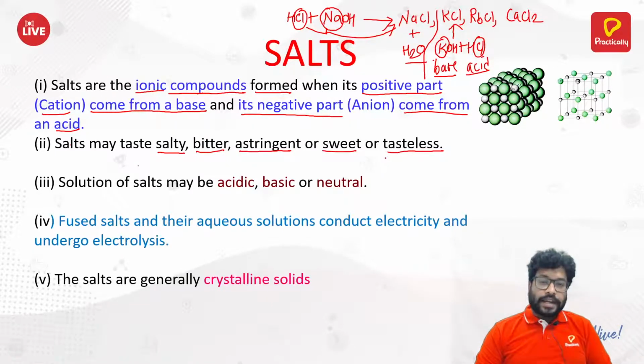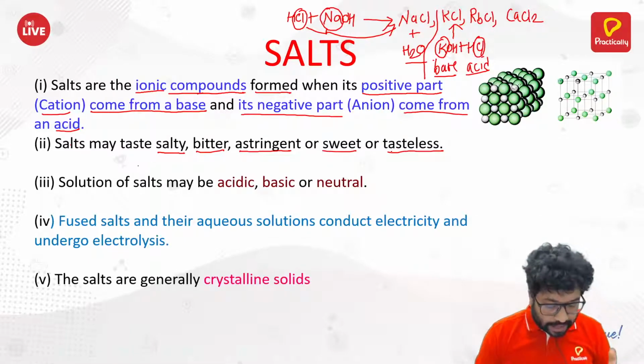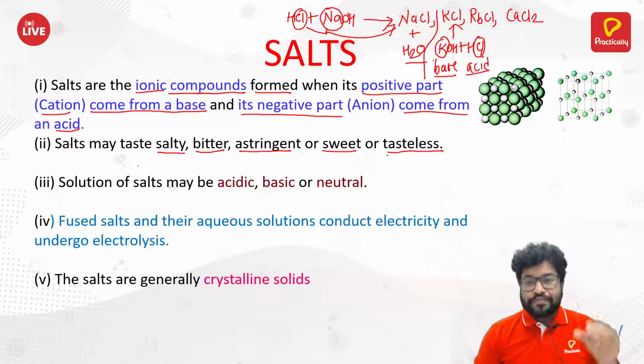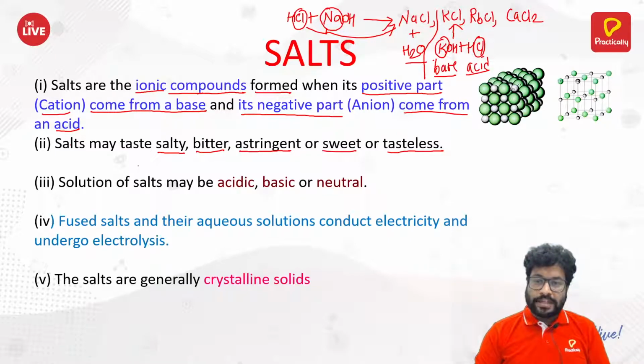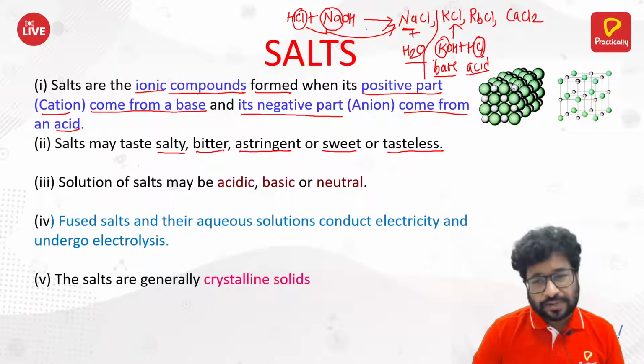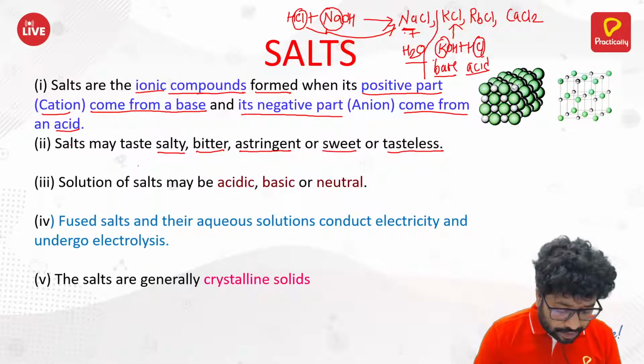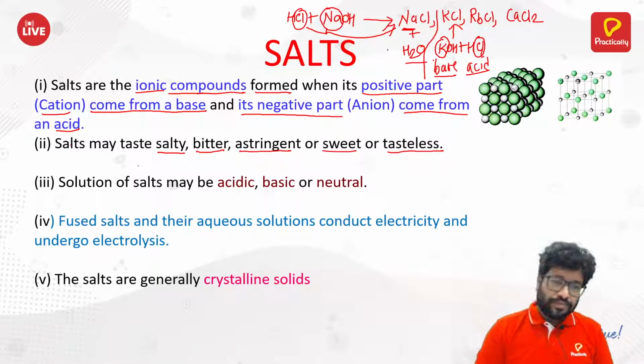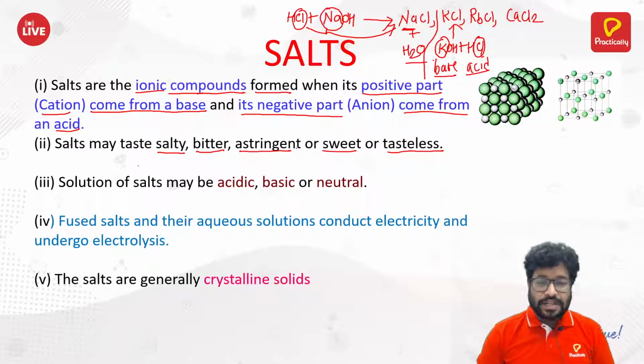The salt that we consume in our daily life is a salt of a strong acid and a strong base. We consume NaCl, which is formed from the base NaOH and HCl. NaOH is a strong base and HCl is a strong acid. So the salt formed here is a salt of a strong acid and a strong base. That is why it is salty. If you're talking about other salts, they may be bitter, astringent, sweet, tasteless, and so on. They could be different types of salt.